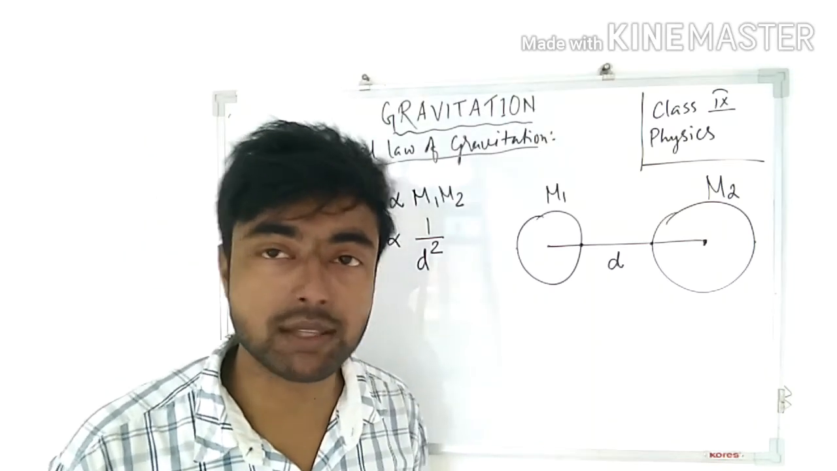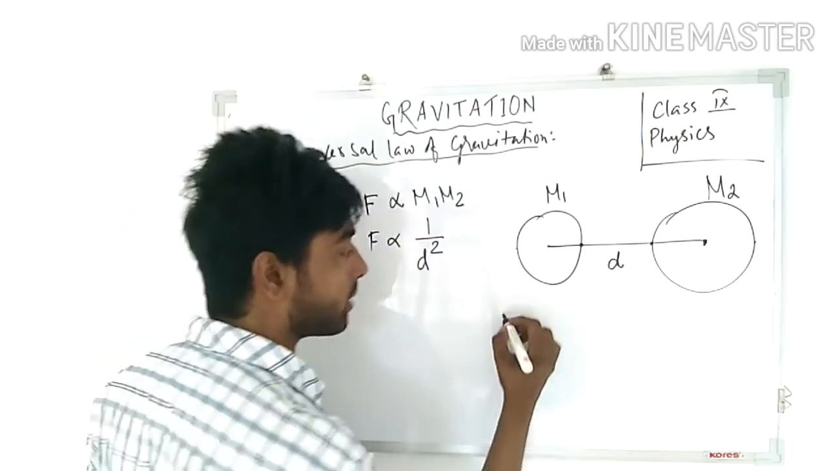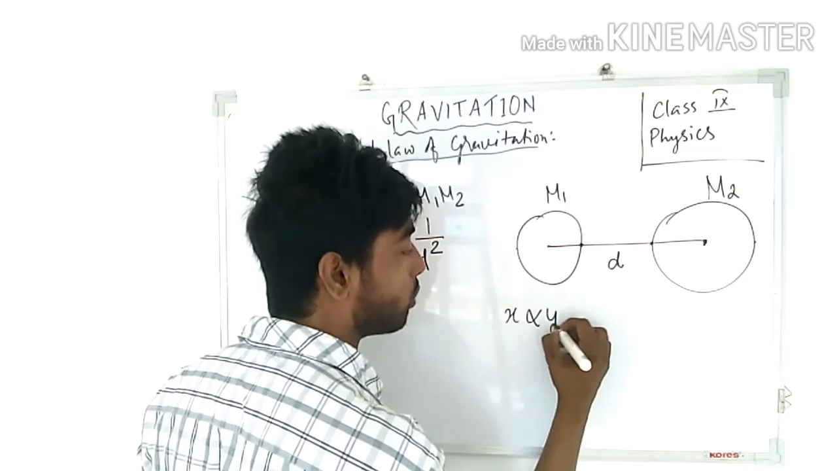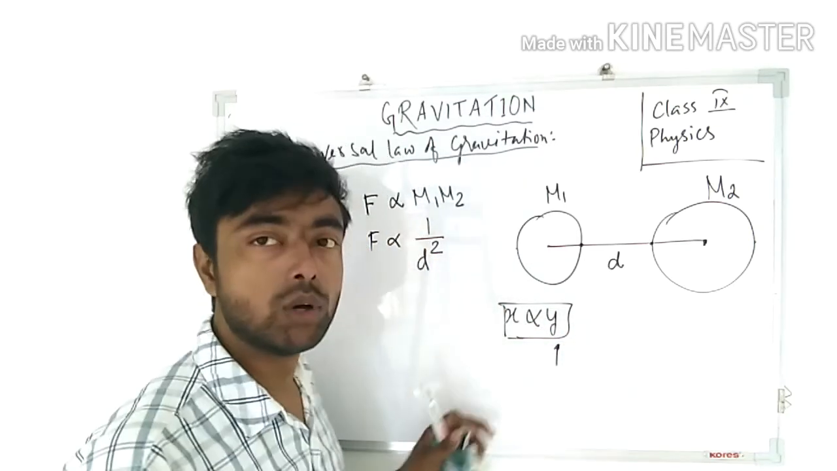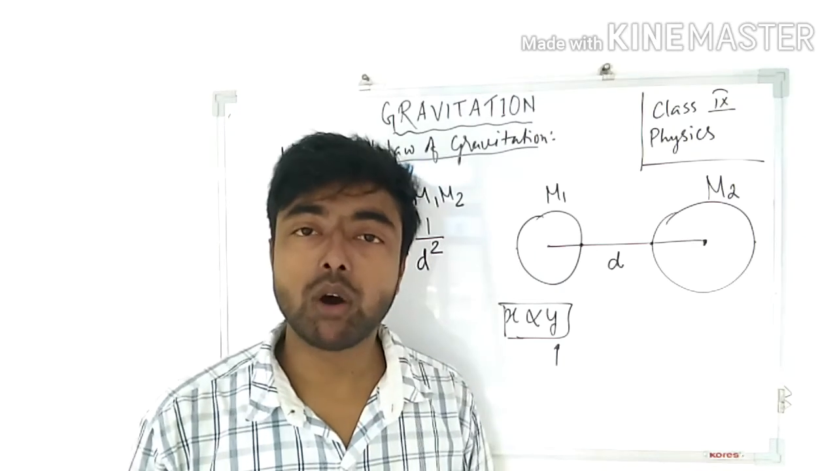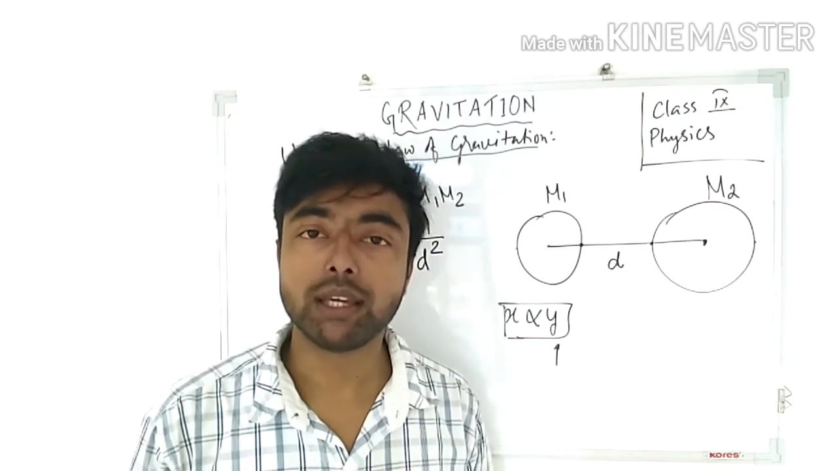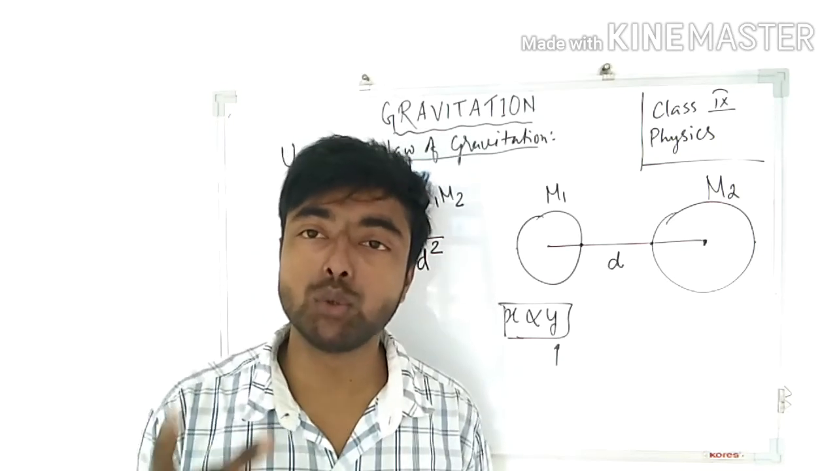Let me explain this. Proportionality means, suppose you write x proportional to y, there you see if you increase the y value, the x value will increase. That means proportionality or inverse proportionality is actually a relation between two quantities.